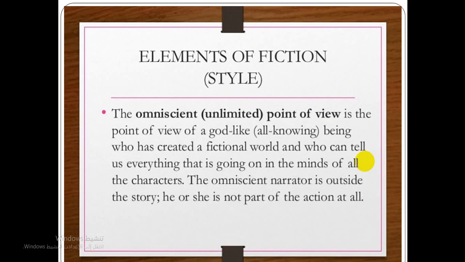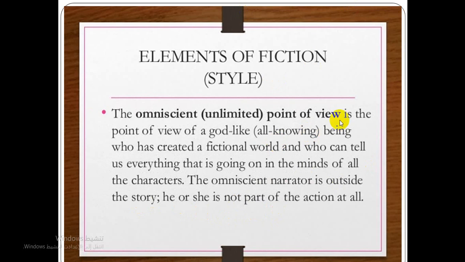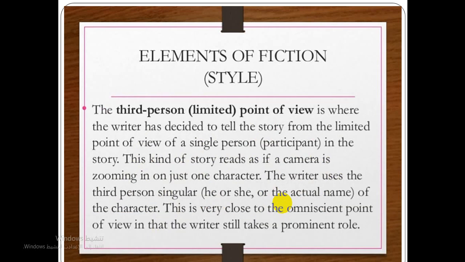Okay, the types of point of view. Here are three points of view. Omniscient point of view is the point of view of a god-like, all-knowing being who has created a fictional world and who can tell us everything that is going on in the minds of all the characters of the story. The omniscient narrator is outside the story. He or she is not part of the action at all, not a character in the story.